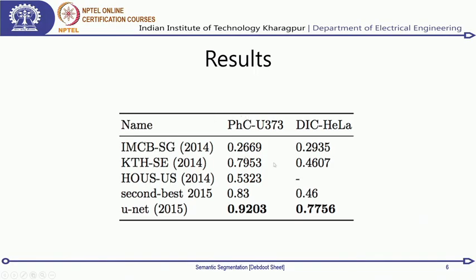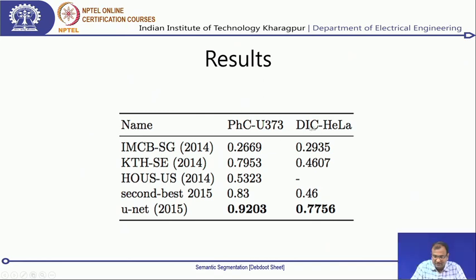And so, this PHC was a phase contrast image, and DIC HeLa was images taken from a different kind of microscope called differential interference contrast microscopy. In either of these cases you see that this particular network really stands ahead of even its next competitor, and one of the reasons why this was working is definitely the architecture. The resolution level dependent transfer of certain weights was helping, but more importantly, this weighted error function played a significant role in how it worked out.